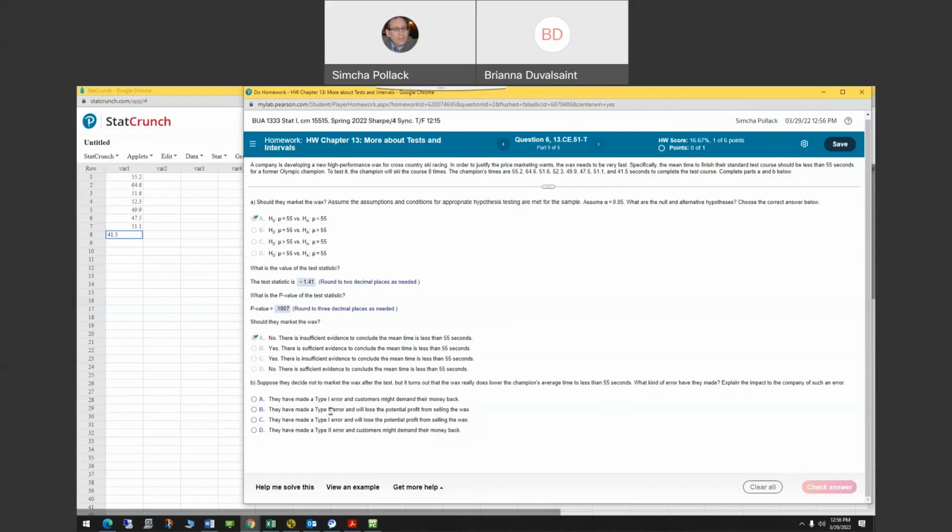Now a type 2 error: let's assume this new wax really is better than the old wax, but you just had bad luck in your sample and you end up concluding that it's the same as before. So it's another mistake you can make. In other words, you can conclude that the new wax is better when you're really wrong, or you can conclude that it is not better when you're really wrong. Making a type 2 error means they really should be marketing this new wax and they're going to lose the profit.